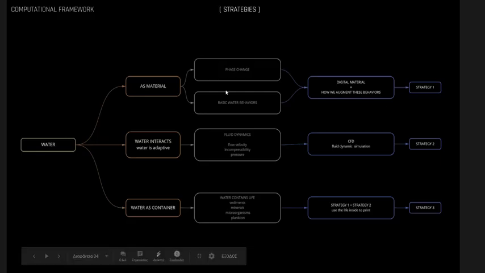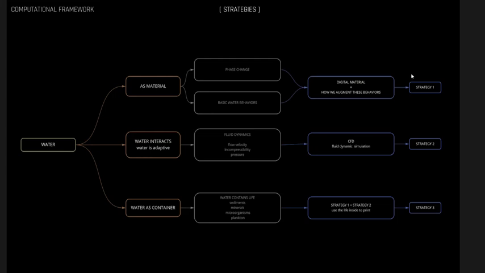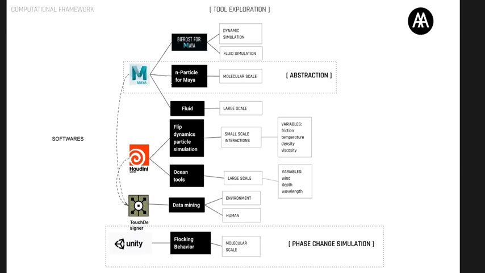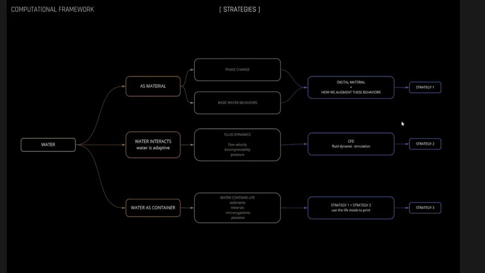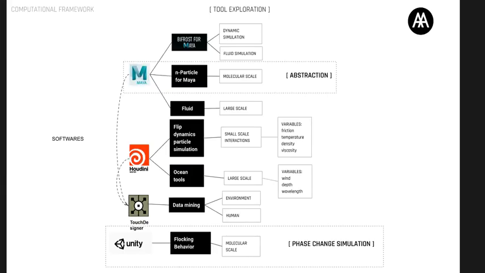But for now, we decided that we should focus on the first strategy, which is water as material, and it's the easiest way to think about the computational part, for the beginning at least. So for the first week, we started experimenting with a couple of different environments and software in order to become more familiar with the different scales that we could address through them. After these explorations, we decided that we should focus on Maya and Unity for the molecular scale.